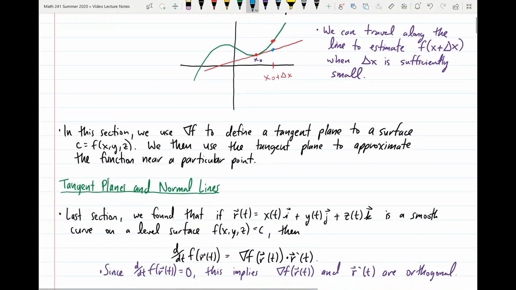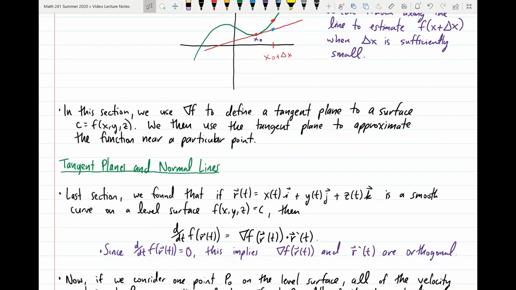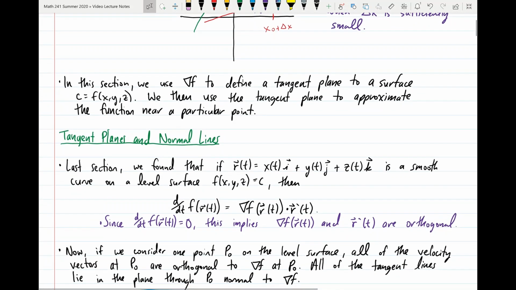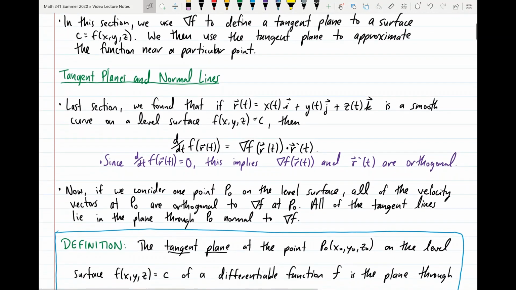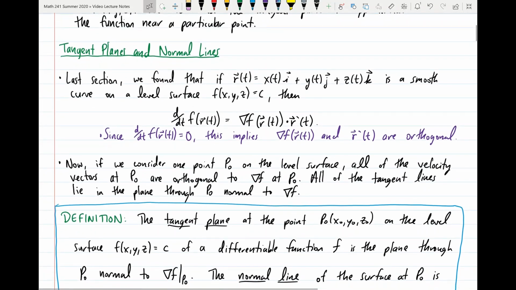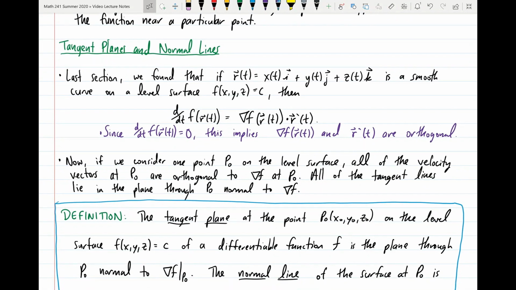Well, in this section, we're going to use the gradient vector, which we defined in the last section, section 14.5, to define a tangent plane as opposed to a tangent line to a surface given by some constant is equal to f of x, y, z, so some level surface. We then use the tangent plane to approximate the function near a particular point. Okay, so let's develop the notion of a tangent plane and also normal lines.